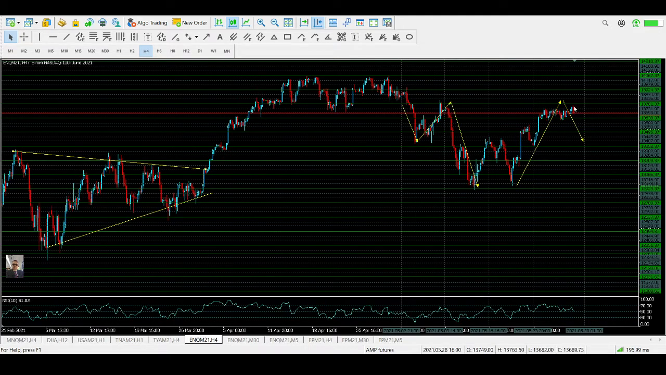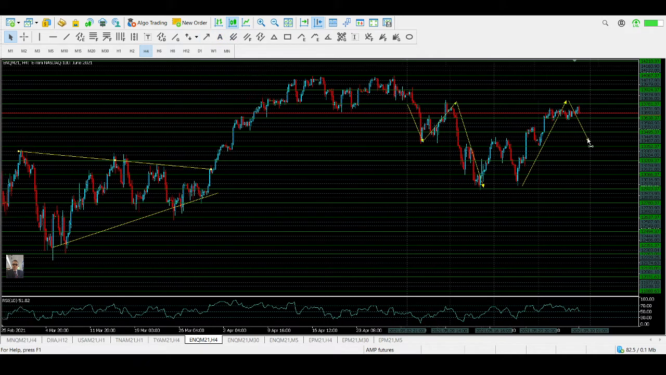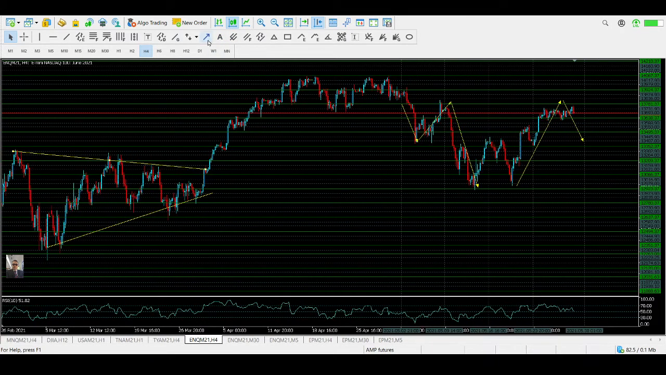So if it breaks that level there, then potentially this is not going to happen. We'll probably attempt to head back to 13,924 and 14,06, 14,07, which is the previous highs. If it comes down to this level here, we would potentially see a run to around this area here.